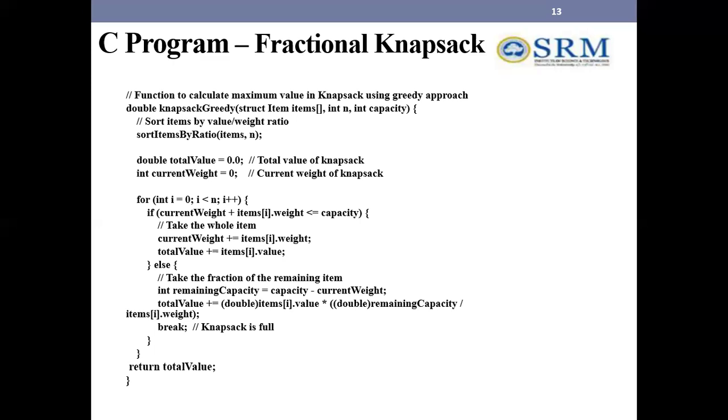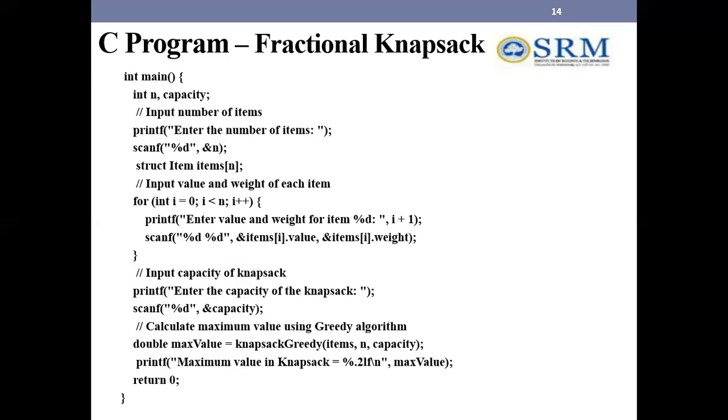This is a function for filling the knapsack using the greedy approach. And this is the main function. In the main function, we get input from the user for how many items we are going to have for the fractional knapsack problem. Then for each item, we get the value and weight, which are stored in the structure member variables. After that, we get the capacity of the knapsack. Now calculate the ratio.